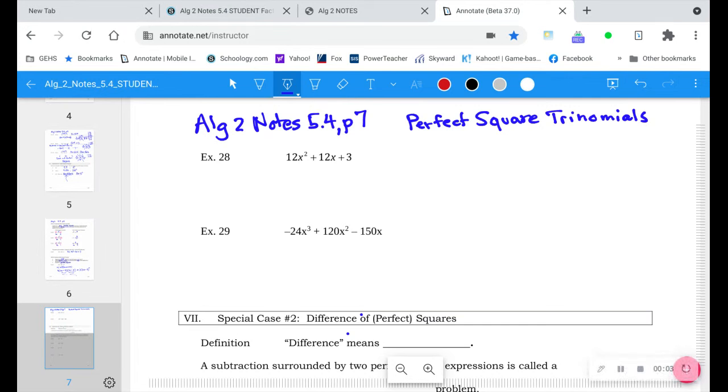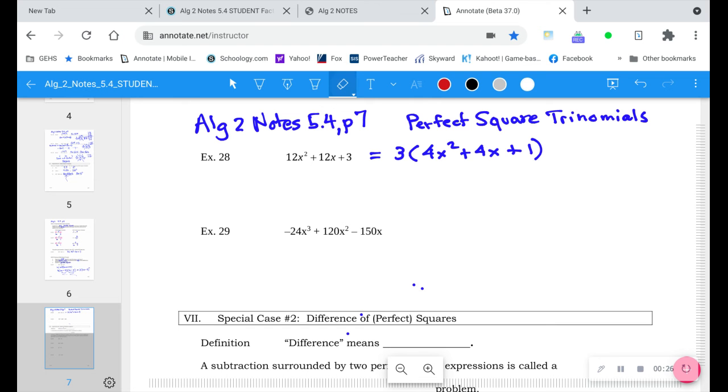Okay, we're on page 7 of the notes here for section 5.4, and we were getting some practice with perfect square trinomials. So the first thing you always want to look for is the greatest common factor, and these all divide by 3. So I'm going to pull that 3 out. 4x squared plus 4x plus 1.